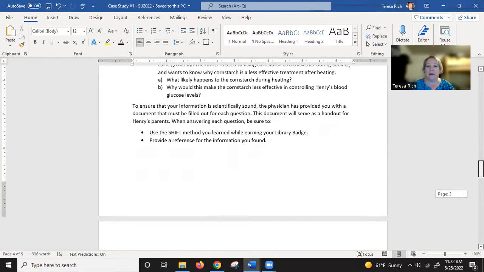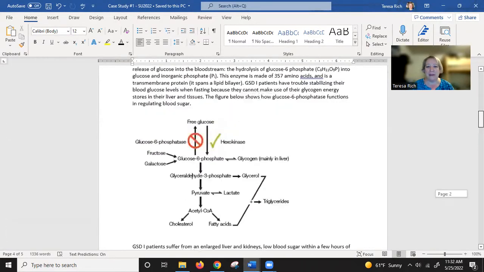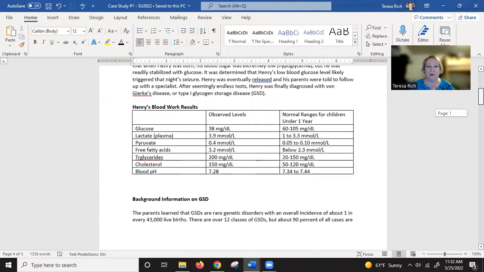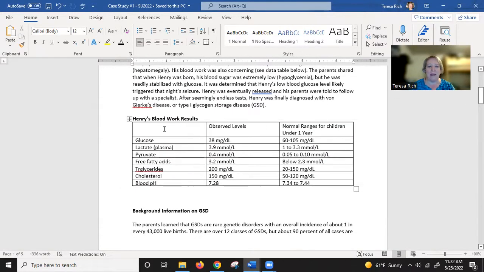First thing, I'm going to go back to the case study. If I remember correctly, there was a chart showing Henry's blood work, so it would be good to take a look at that. I'm looking at blood pH for this question. Henry's observed level was 7.28, and the normal range for children under 1 year is 7.34 to 7.44. So I'm looking at this number compared to this number.